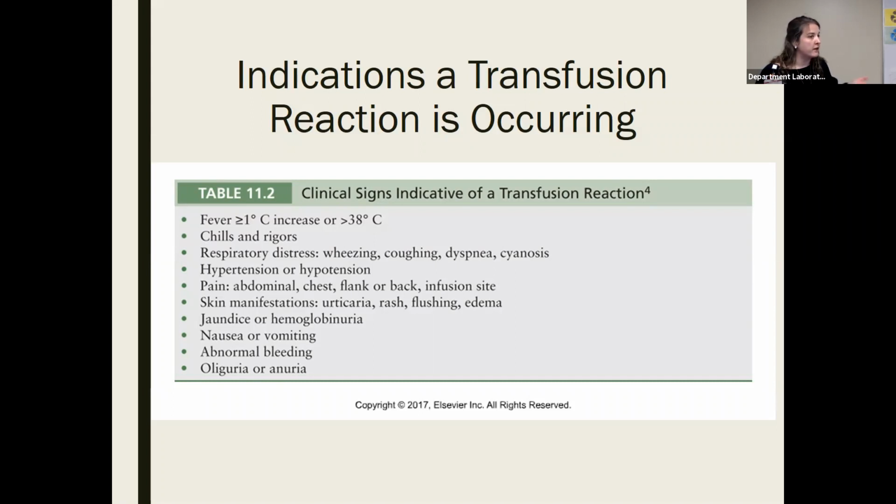Chills and rigors, all right, that's another symptom. Your patient might start complaining that they're getting very cold. Respiratory distress, all right, so anytime the nurse calls and says, my patient's having a hard time breathing, they started coughing or wheezing, tell them to immediately stop the transfusion, okay? Blood pressure change, if their blood pressure spikes or gets lowered, that could indicate some type of transfusion reaction. And any type of pain.